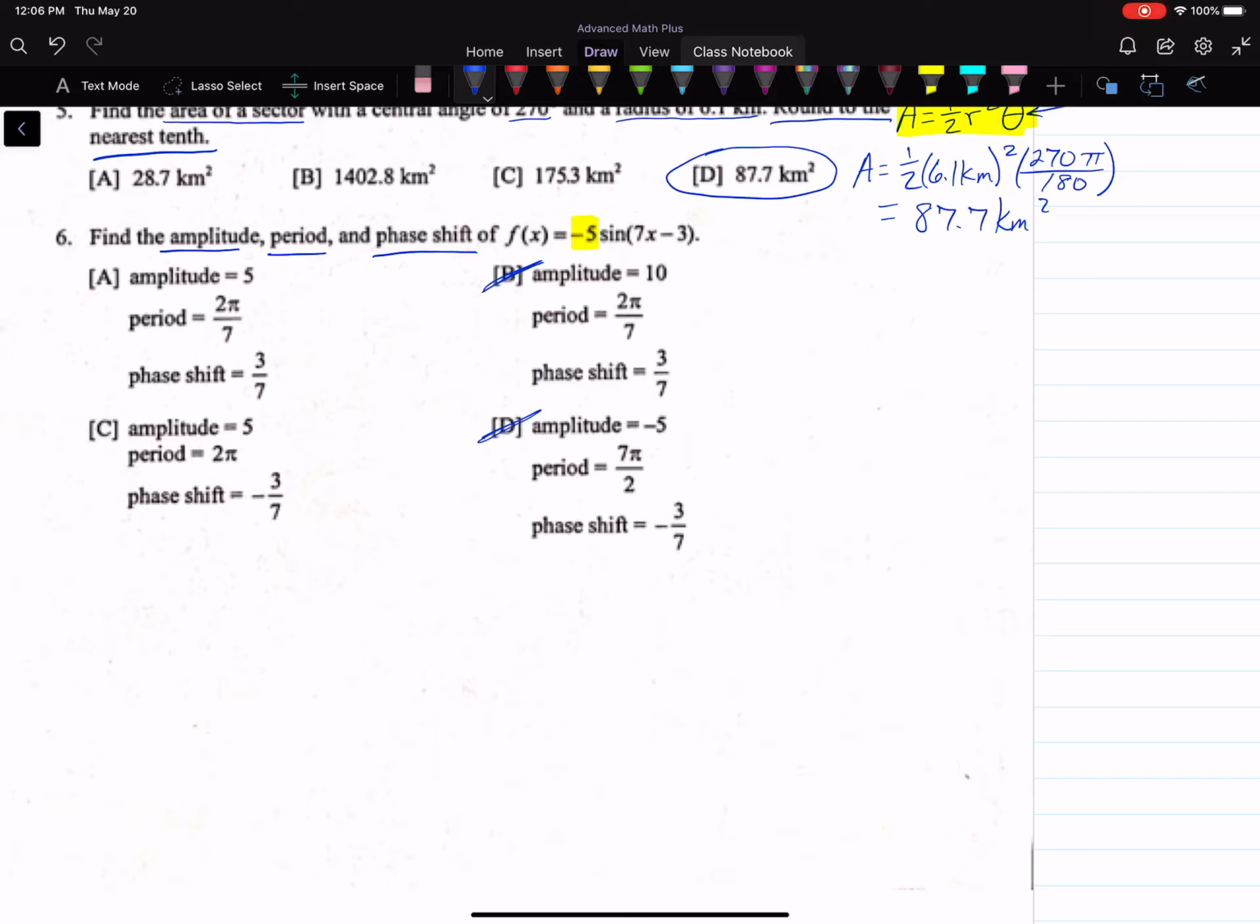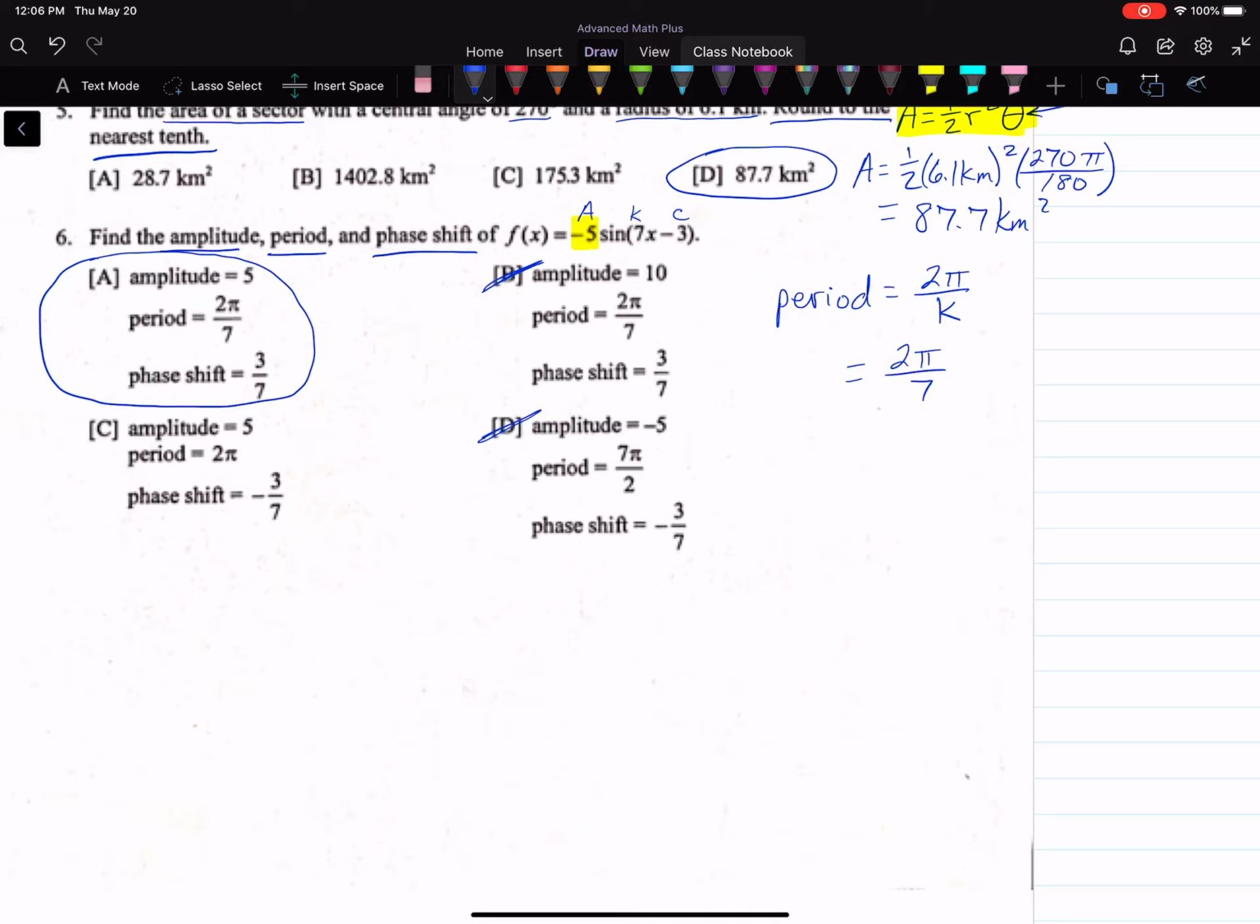Your period, this is something you may need to remind yourself. It is 2 pi over K. And I guess I should write down this equation. This is A, K is what's in front of your variable, and C is what's on the end there. So the period for this problem would be 2 pi over K, which is 7. So right now I know, without even going any further, the answer has to be A.